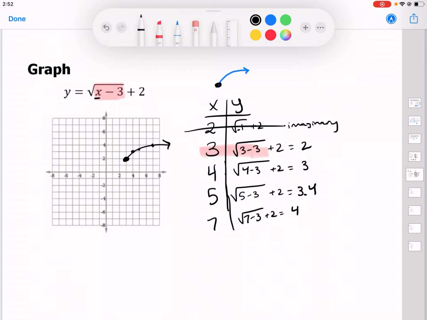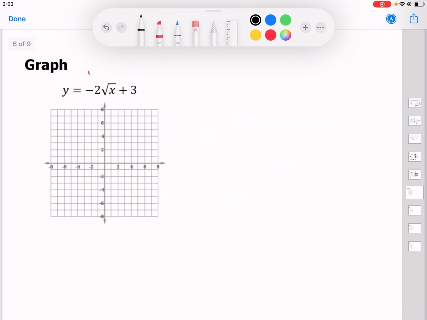So this is literally how you do every single one of these types of problems. Just a side note though, sometimes they'll rewrite the problem. It'll be written as like x minus 3 to the 1/2 plus 2. If you see that in your homework, I would just change that to be the square root of x minus 3 plus 2. Same thing with a cube root problem.